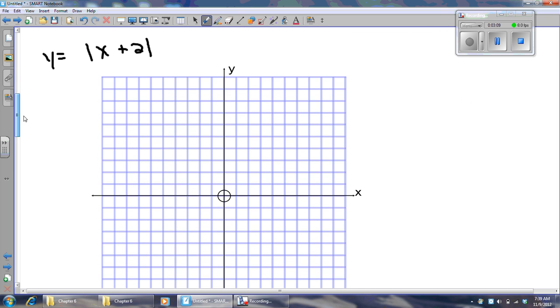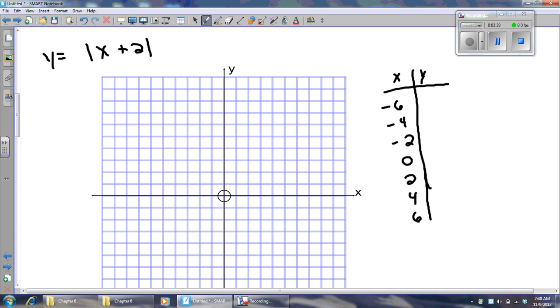Let's look at this one here. I'm still going to do a t-table, only because I don't know if you can see the shortcut yet, and I'm hoping you'll see it real soon, because t-tables are good, but they're so inefficient when you can understand what's truly going on. And this time, I'm going to plug in some different points: -6, -4, -2, 0, 2, 4, and 6. Yeah, I know that's a lot of points. But again, remember, you're not going to be doing a t-table.